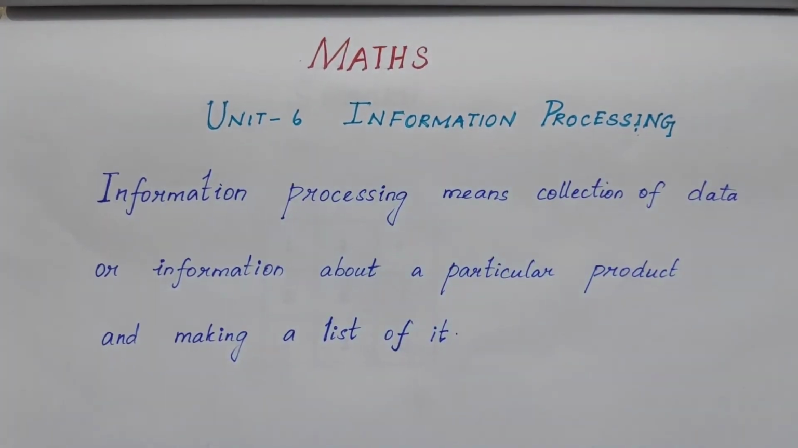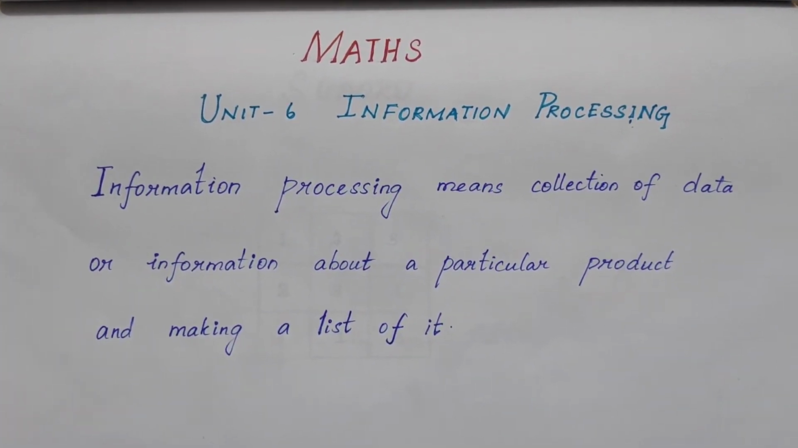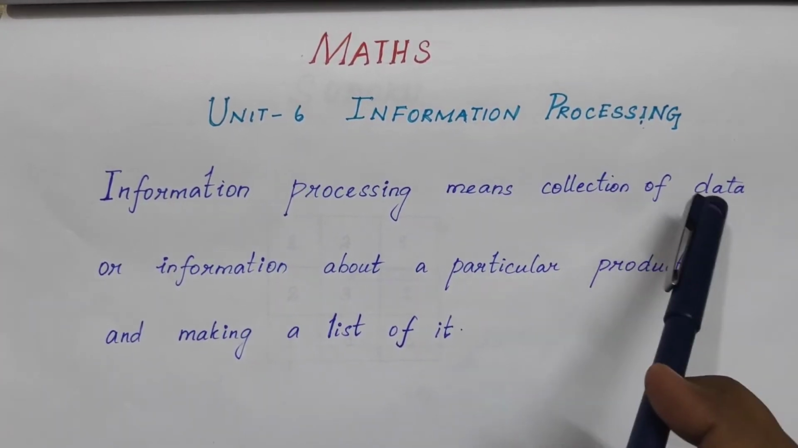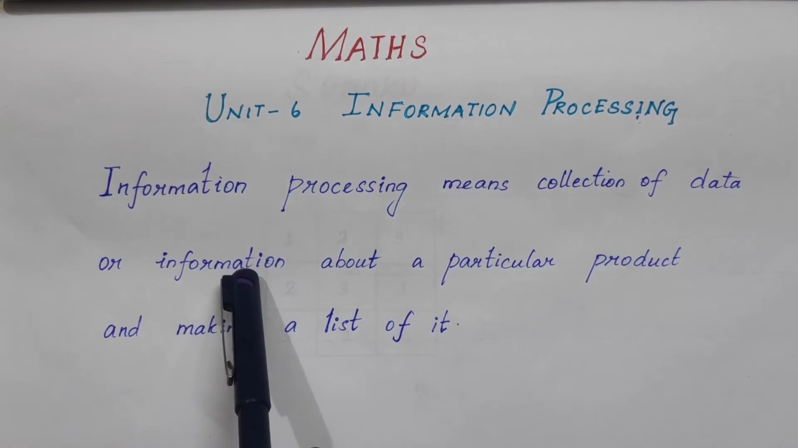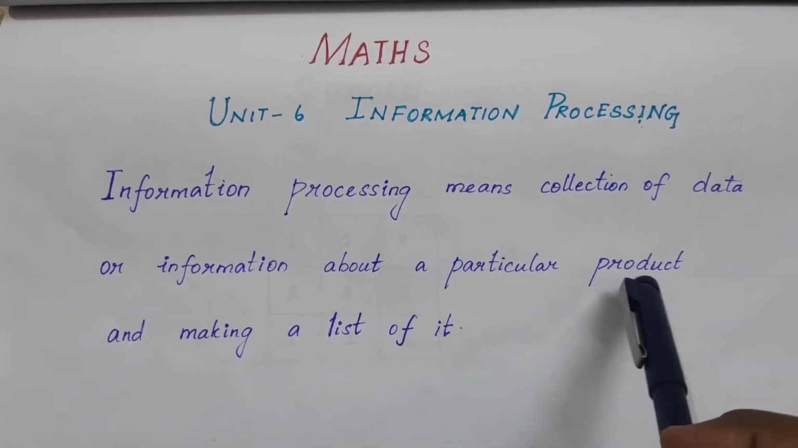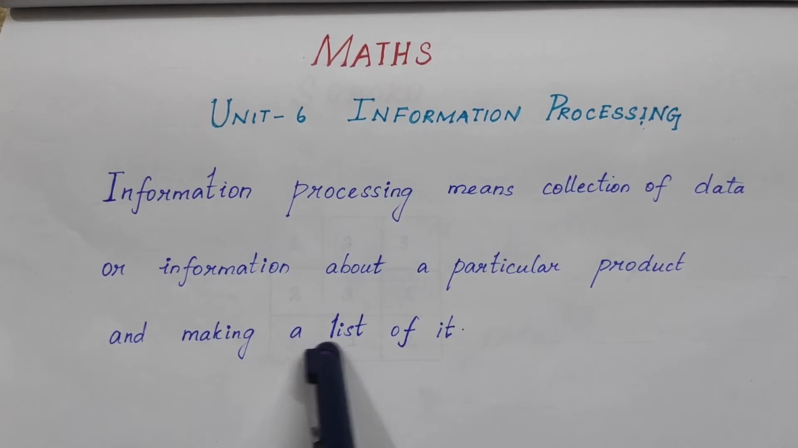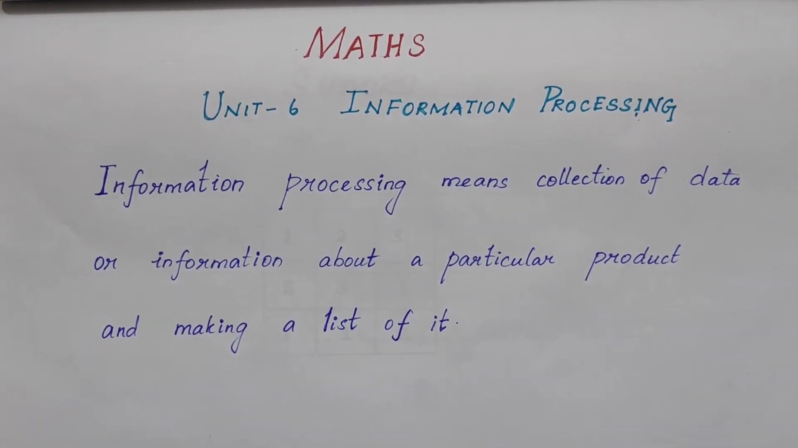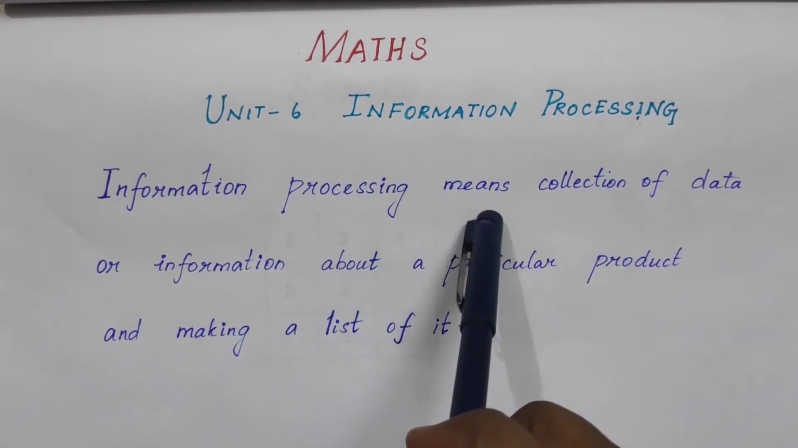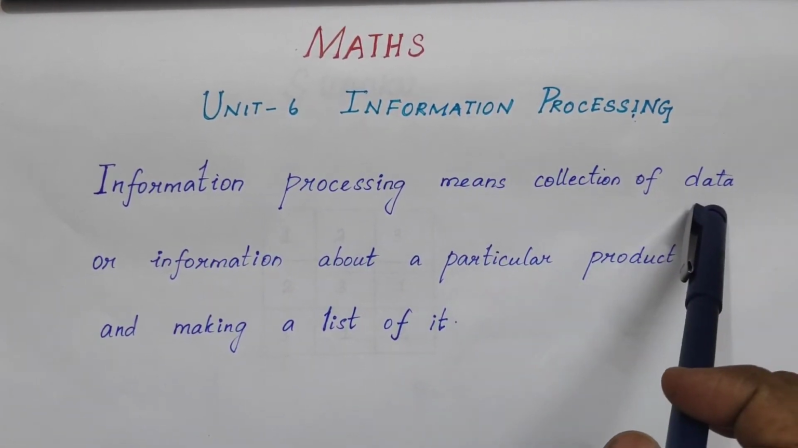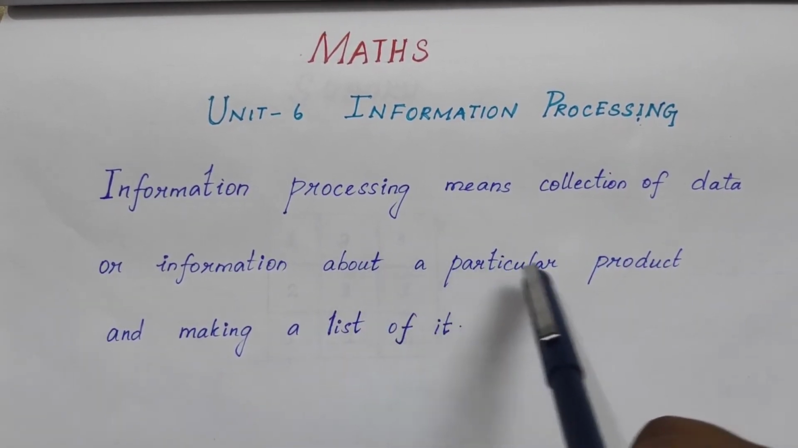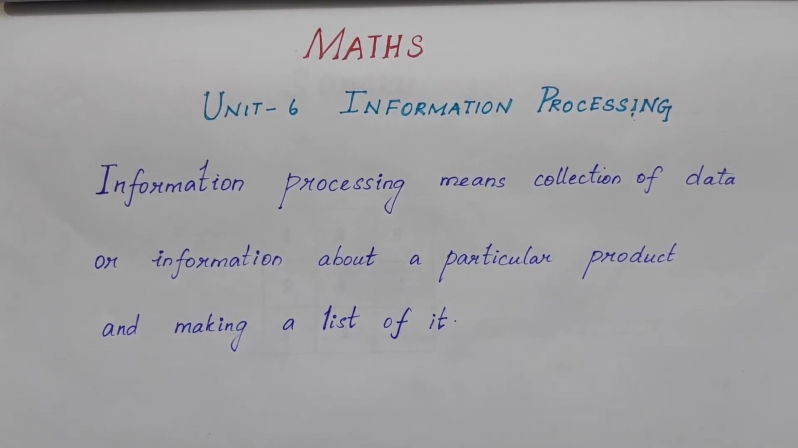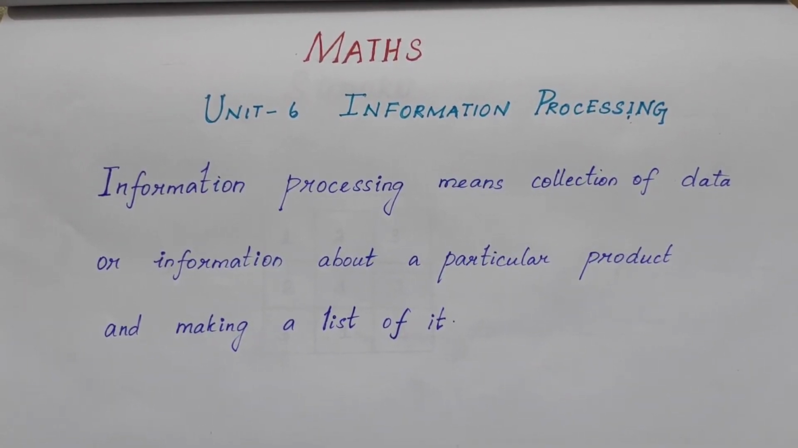Information processing. What is information processing? Information processing means collection of data or information about a particular product and making a list of it. I repeat it. Information processing means collection of information or data about a particular product and making a list of it is known as information processing.